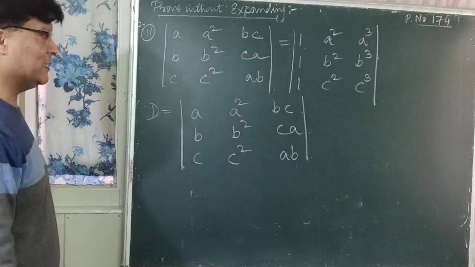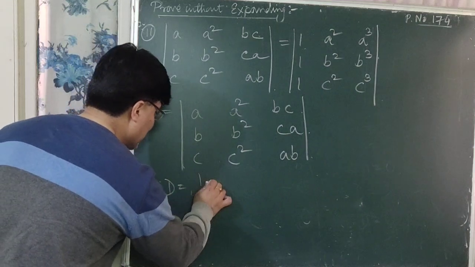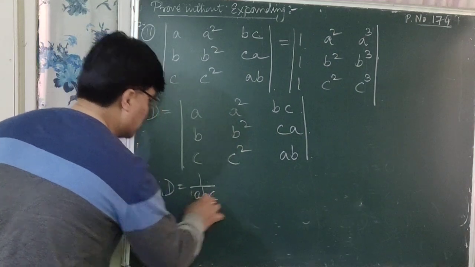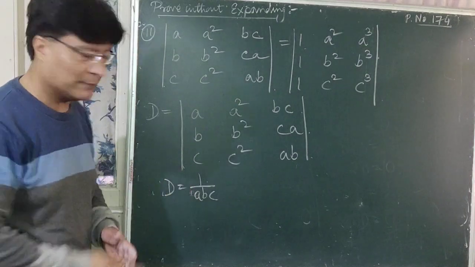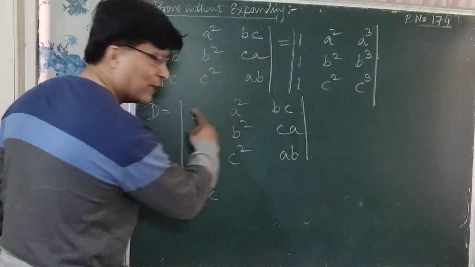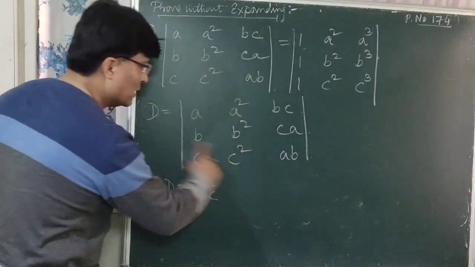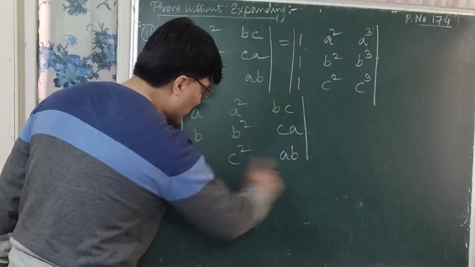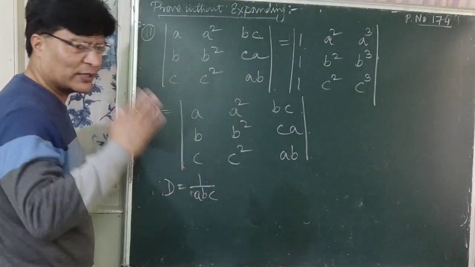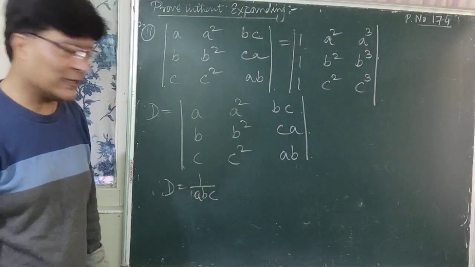So now how will you write here, right? So therefore D is equal to 1 upon abc, written outside the determinant, but it should be 1 upon abc. This first row is multiplied by a, so you should write 1 upon a. This second row is multiplied by b, so you should write 1 by b. This third row is multiplied by c, it should be written 1 by c, so that you can cancel that a, b and c, right?